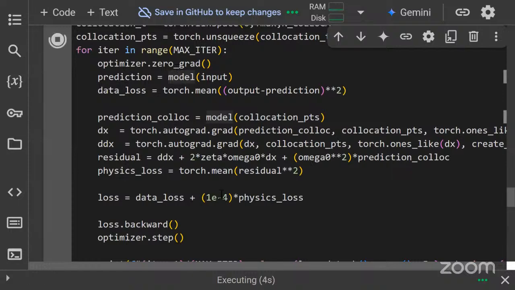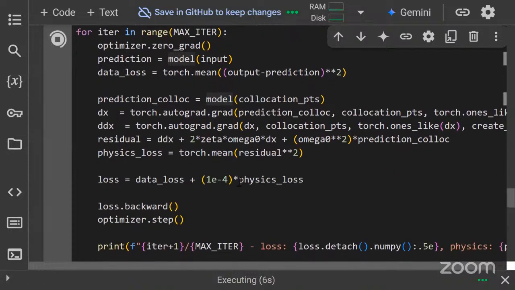Oh, this I will explain later, but this is to avoid the physics loss and the data loss fighting against each other. Yeah. So this is something that we still have to discover, and we're not done with the PINN lecture yet. So we're actually going to talk about that on Monday.